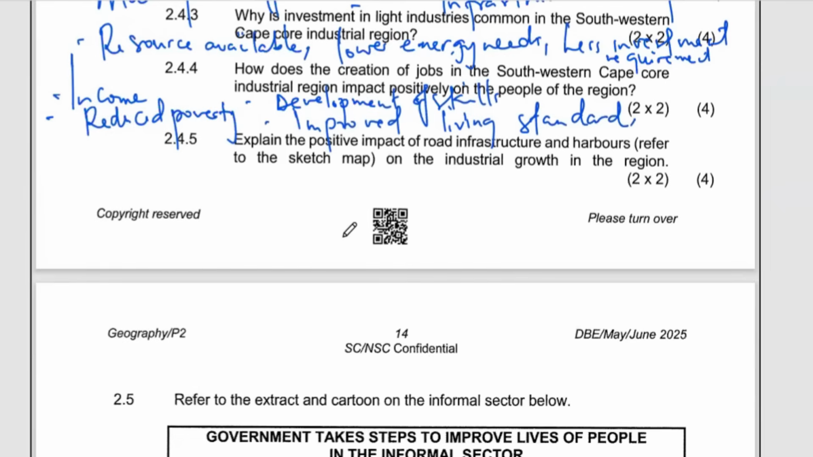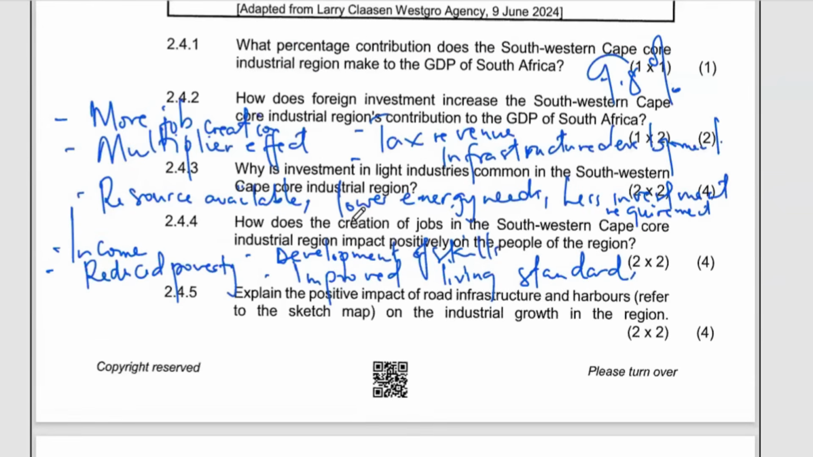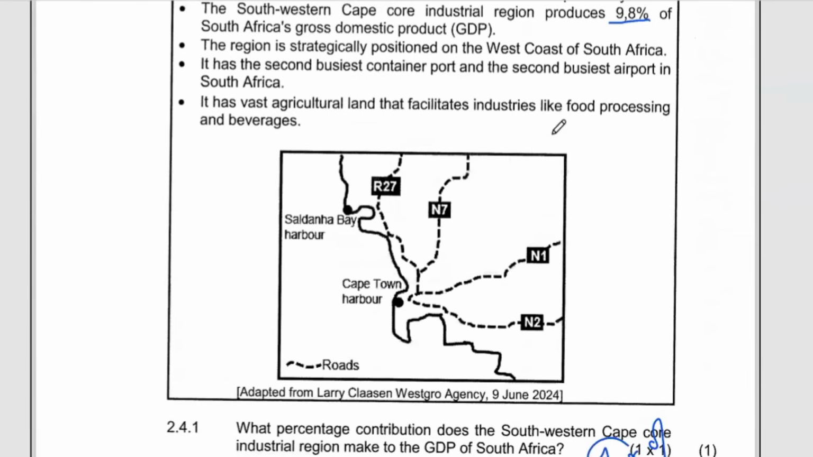Explain the positive impact of road infrastructure and harbors. Refer to the sketch map on the industrial growth in the region. Right, why is it that important that we have the harbors and the roads? Right, this harbor here, the main importance of the harbor is exportation of the final products and also importation of, for example, raw materials or industrial implements which are required. So for the harbor, we benefit through the exportation and also importation happening at the harbor.